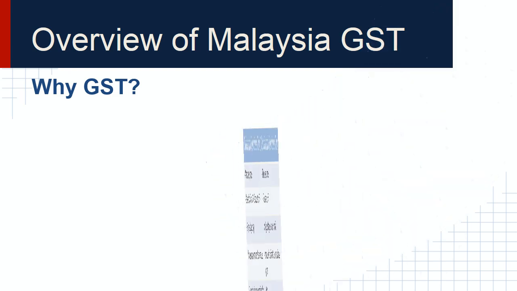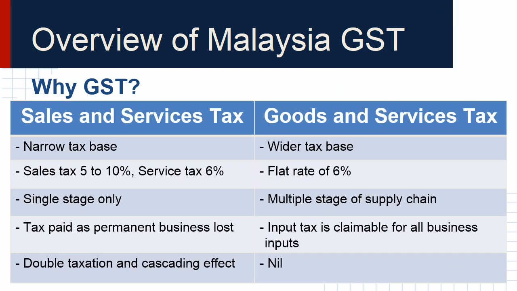Before looking further at the GST system, let's take a look at the comparison between the current system, which is sales and service tax, and GST. Currently, the sales and service tax that we have has a narrow tax base, where it is imposed on the manufacturing level only, whereas GST covers a wider scope, so that almost every business is subject to this system. Sales tax has two rates, which are 5% and 10% respectively, and 6% for service tax as well. After 1st of April 2015, GST will kick in, replacing sales tax and service tax.